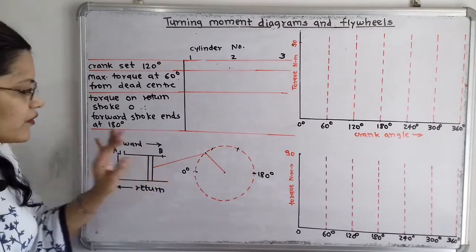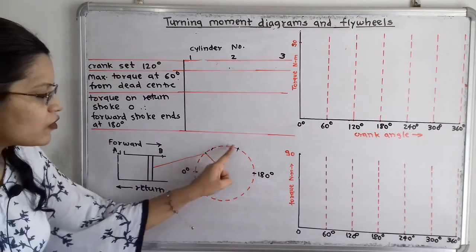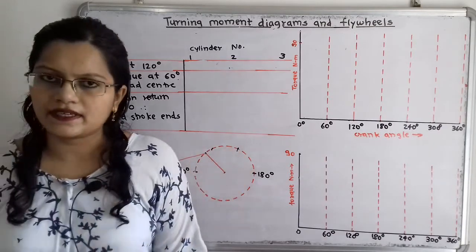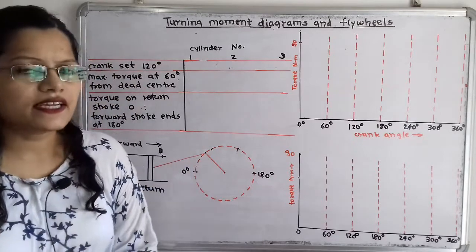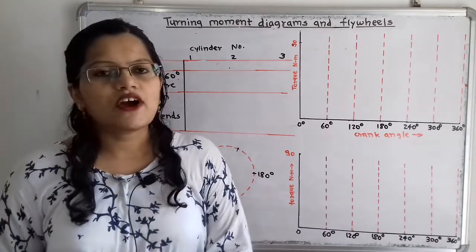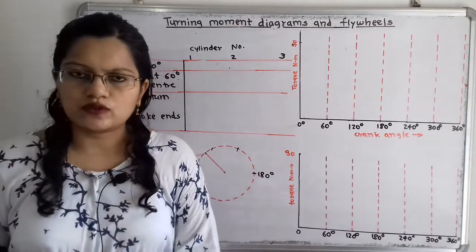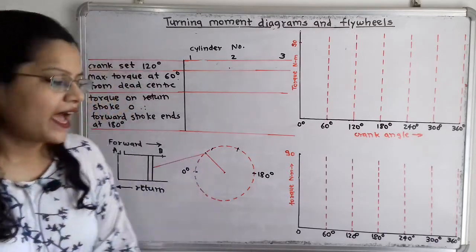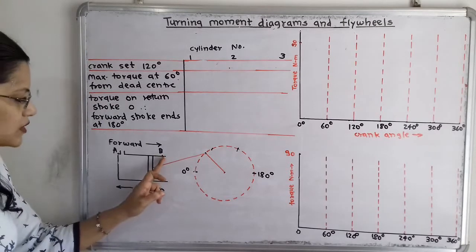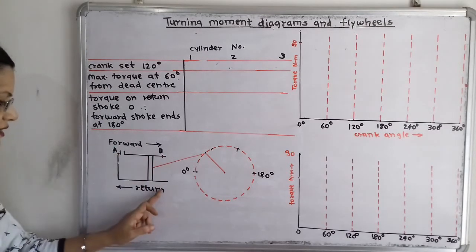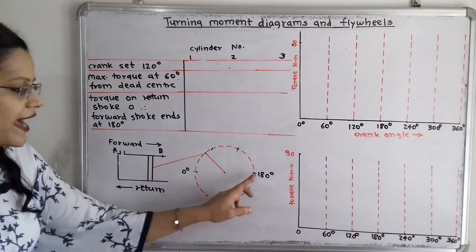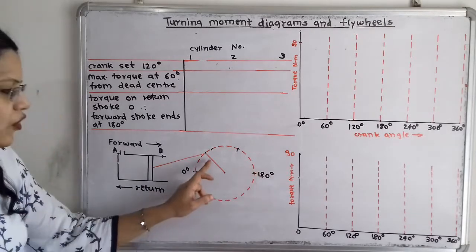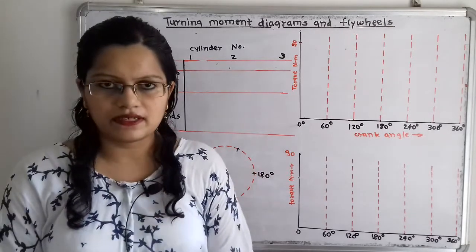So during the forward stroke, half a revolution of the crank is completed, and in a single acting engine the power is developed only in the forward stroke. There is no power developed during the return stroke. When the piston moves from point B towards point A, there is the return stroke and the remaining half revolution of the crank is completed.